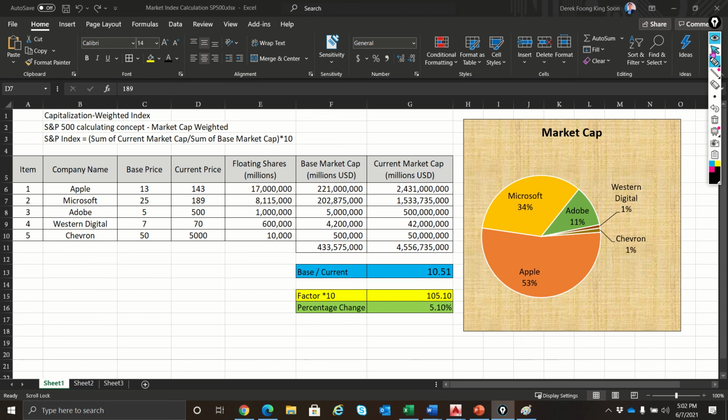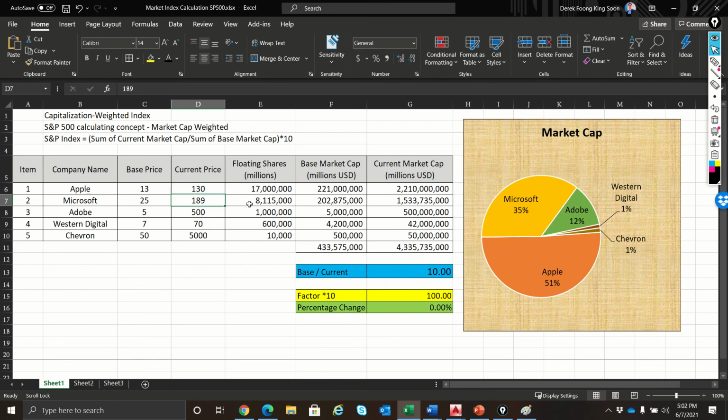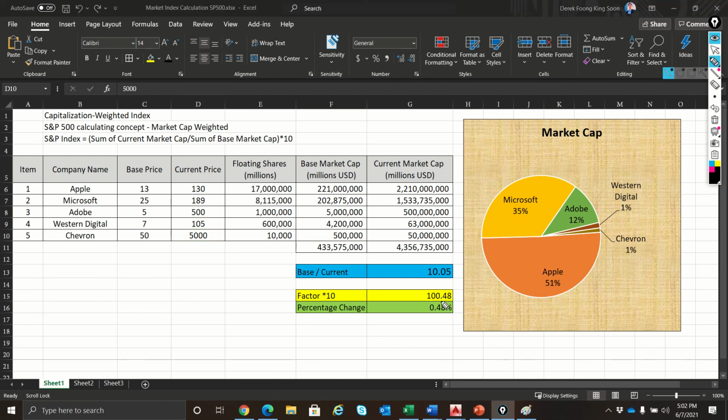Now let's go back to about 130, the original price. Now let's go to a smaller company like Chevron or Western Digital. Say Western Digital has increased its price by 50%, which means it's about 105. How much does it impact the index? It only impacts about 0.8% right here, so it's not a lot compared to Apple. So we take the two extremes in this case.